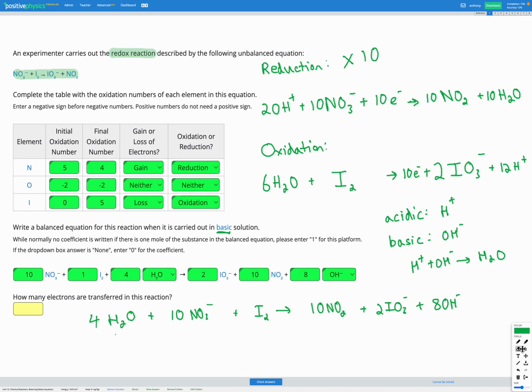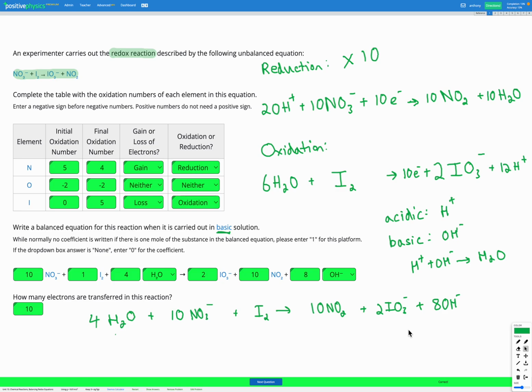The final question asks, how many electrons are transferred in this reaction? So that's asking us to look back to our two half equations that we wrote for reduction and oxidation. Just before we combine those together to form our overall reaction, we balance them to get 10 electrons on the left in the reduction reaction and 10 electrons on the right in our oxidation reaction. So we know that 10 electrons were transferred in this reaction in 1 mole of that equation. So we had 10 electrons transferred.